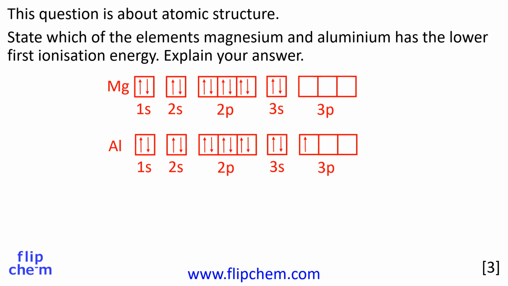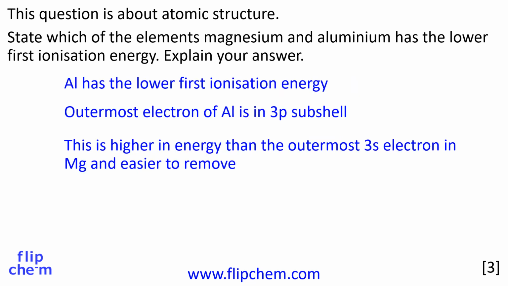However, if we take a closer look at the electron configuration, the outermost electron of aluminium is in a different type of orbital. Let's address the question. Aluminium has the lower first ionisation energy. The outermost electron of aluminium is in a 3p subshell. This is higher in energy than the outermost s electron in magnesium and is easier to remove.